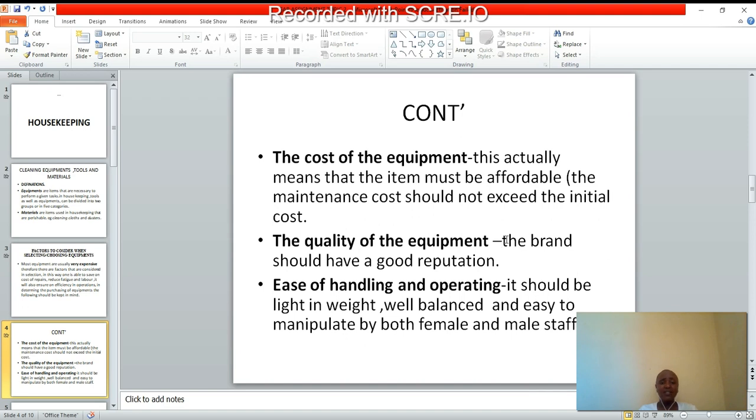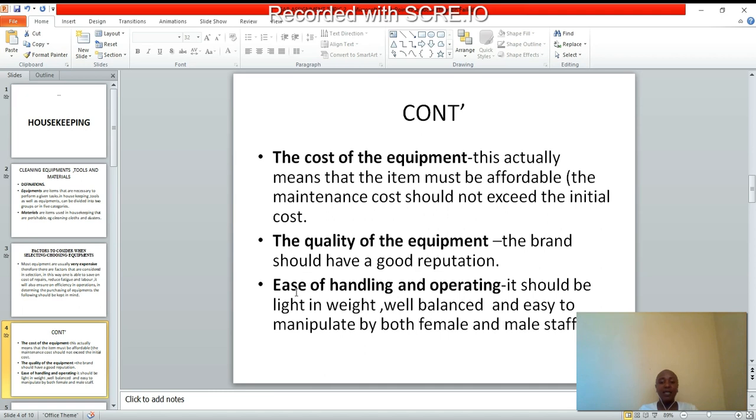Point number two is the quality of the equipment. This means that the brand should have a good reputation. Considering so many companies are manufacturing equipment, it is good to consider the quality of equipment so that it may not wear and tear so quickly, and also to save on the cost of repairing.